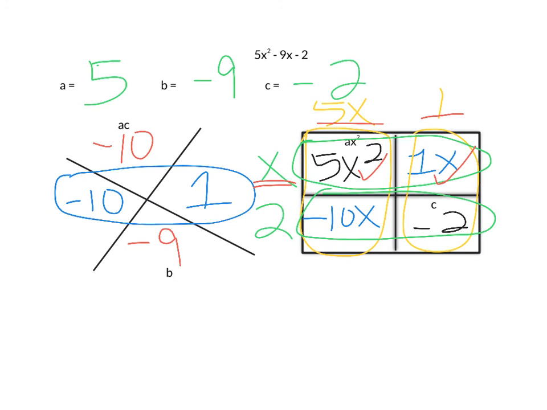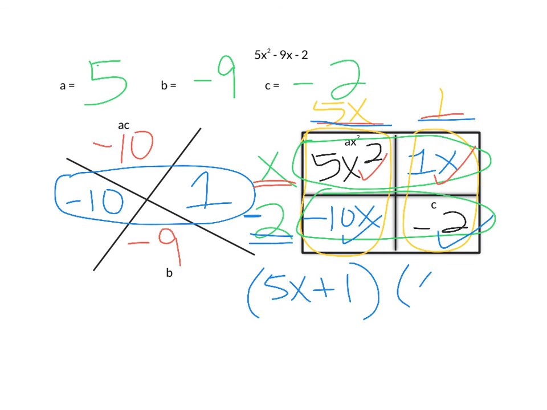Now if I multiply my 2 by 5x, that gives me 10x, and I want negative 10x. So that does not check out yet. I need to make the 2 negative. Now it checks out. Then if I multiply my 1 by the negative 2, that gives me negative 2 and it checks out. So I can write my two factors as 5x plus 1 and x minus 2.